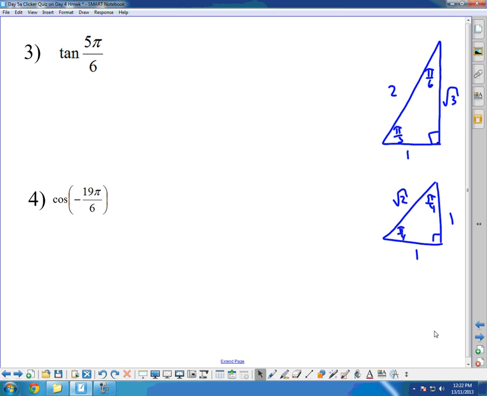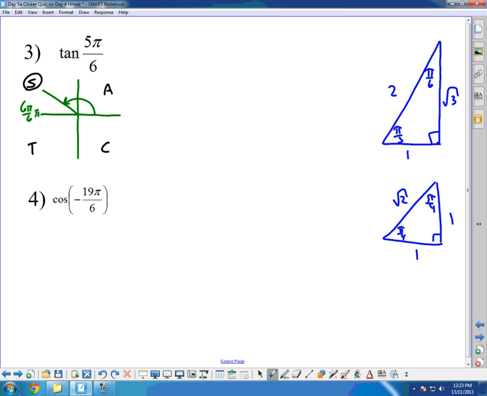Next one we're looking at is tan 5 pi over 6. So again, we're going to set up our chart here. Where's 5 pi over 6? Well, 6 pi over 6 is just pi. This is just short of it. So 5 pi over 6 is right here. Go to the CAST rule.